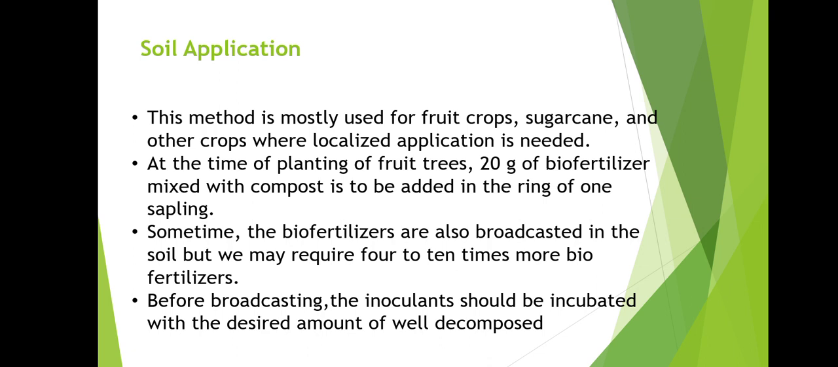Soil application. This method is mostly used for fruit crops, sugarcane, and other crops where localized application is needed. At the time of planting of fruit trees, 20 grams of biofertilizer mixed with compost is to be added in the ring of one sapling. Sometimes the biofertilizer is also broadcasted in the soil, but we may require 4 to 10 times more biofertilizer. Before broadcasting, the inoculant should be incubated with the desired amount of well decomposed manure.